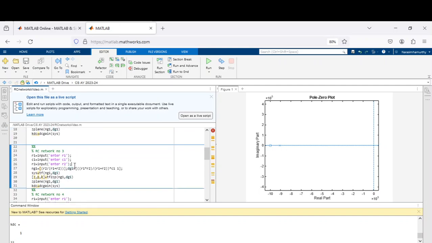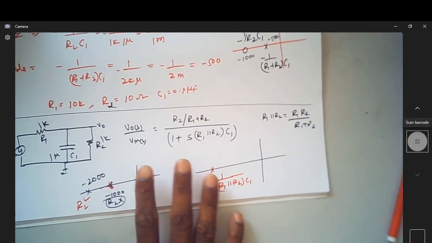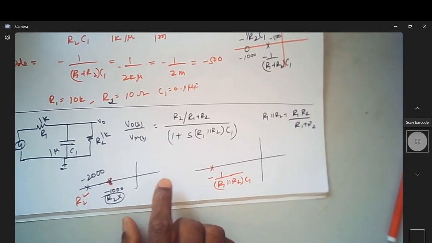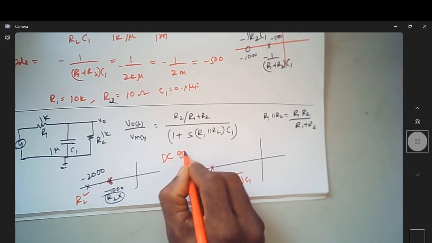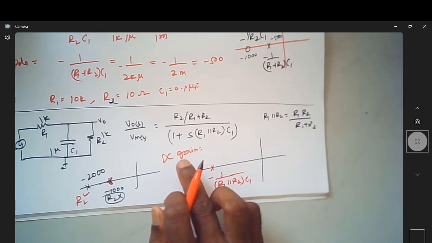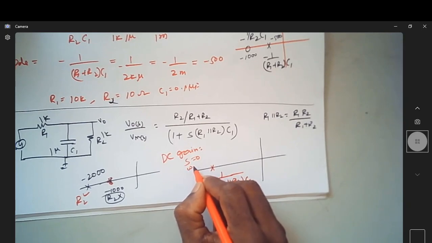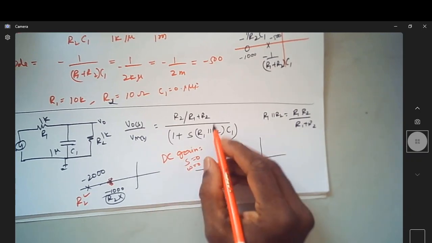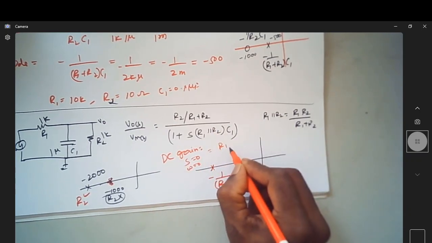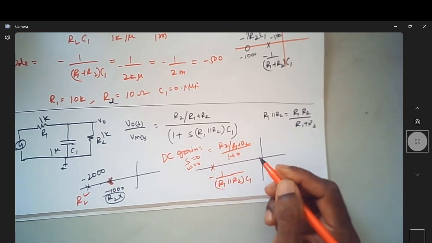Now let us come to the third circuit and try to find the same DC gain. In this transfer function, I want to find the DC gain. Substituting S as 0, which corresponds to omega 0, when omega is 0, S becomes 0, which means that we have R2 by R1 plus R2, divided by 1 plus 0.